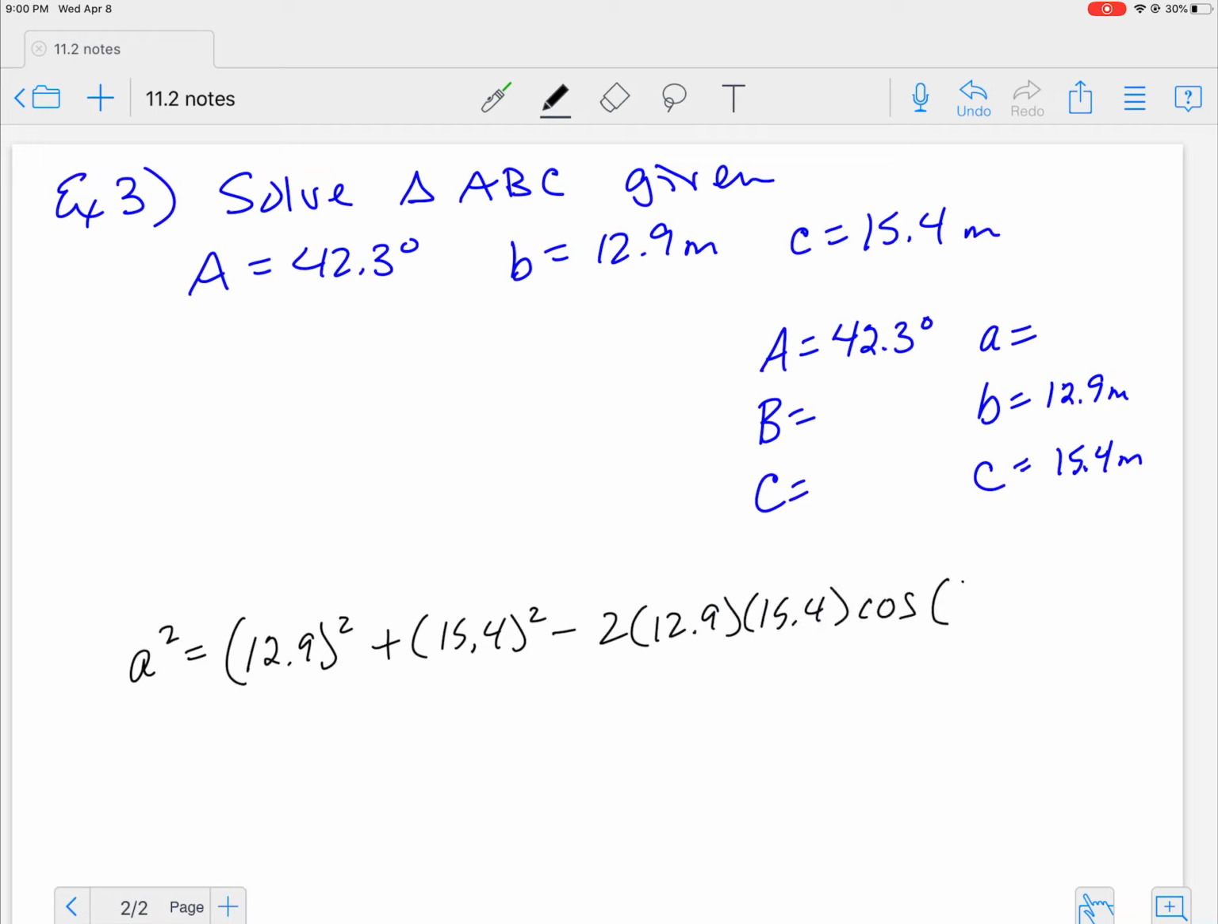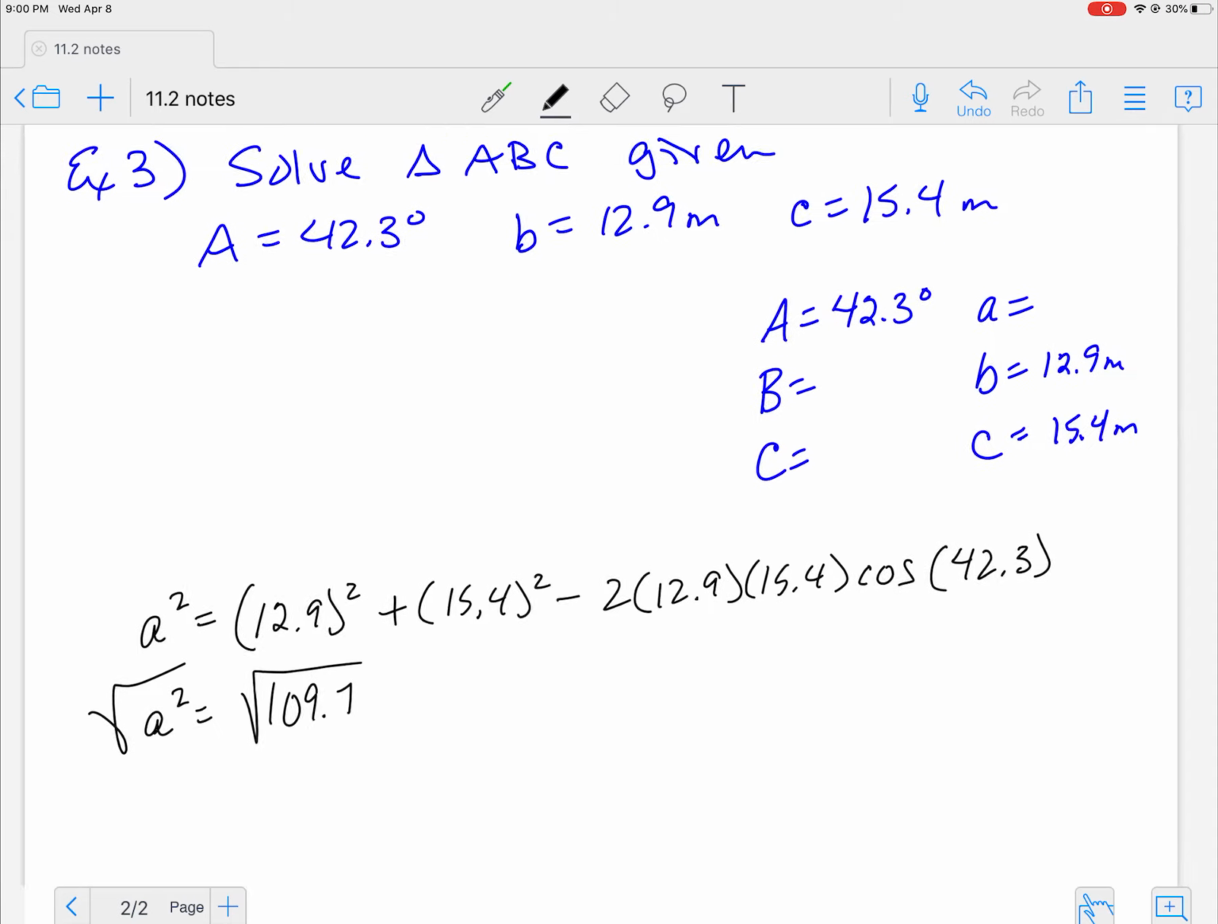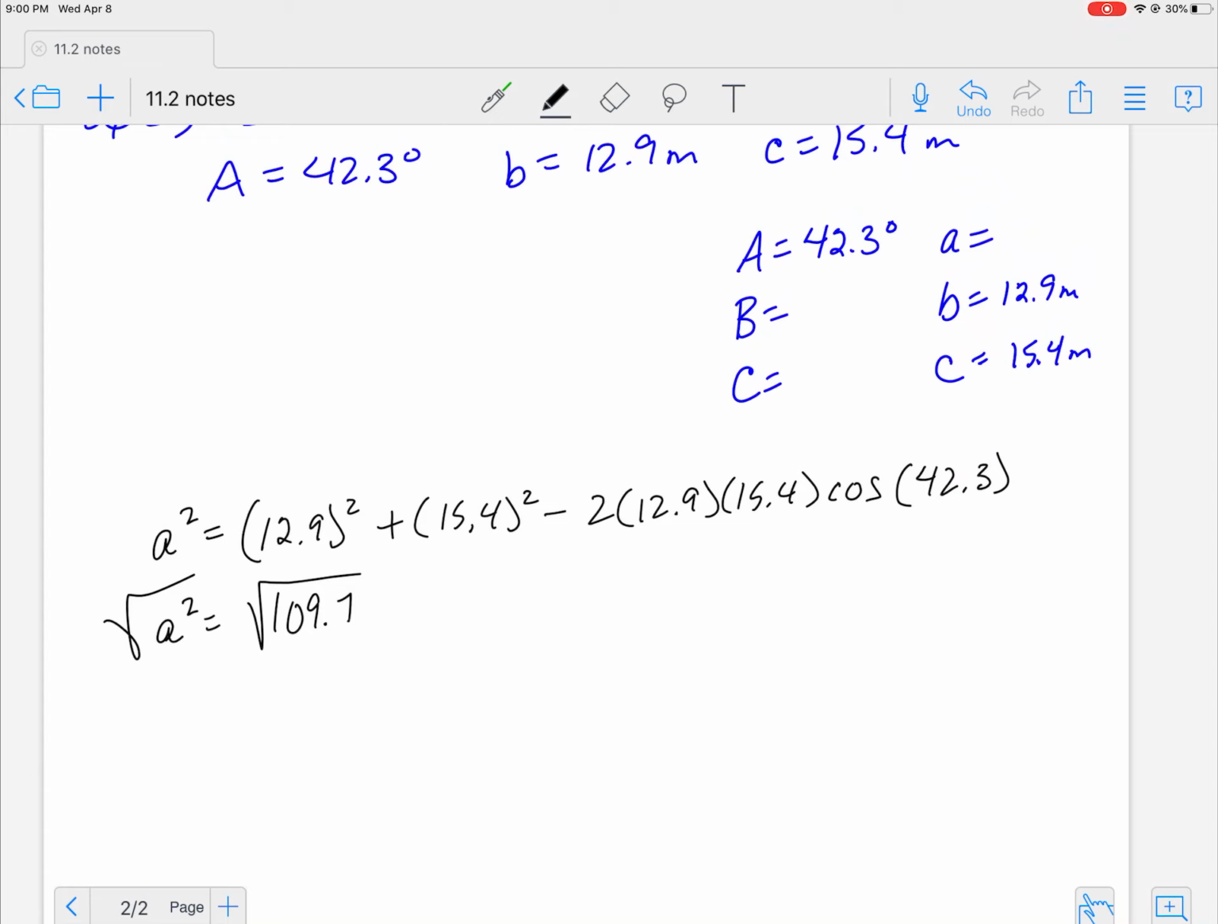I know that I'm going to have a squared is equal to 12.9 squared, plus 15.4 squared minus 2 times those, and the cosine of that angle. Chug that out. A squared is going to end up being 109.7.